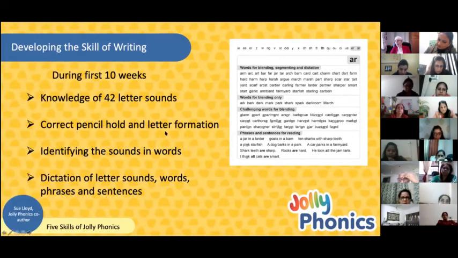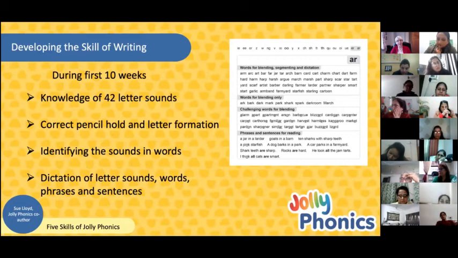That was the reading. We've taken you through the reading, but let's just have a quick look at the writing. We have said this before. Basically in that first 10 weeks, you've got to teach those letter sounds, the correct pencil hold and letter formation, and then identifying the sounds in words. This segmenting is so important. And then dictation.